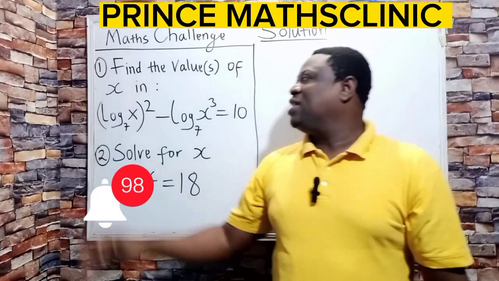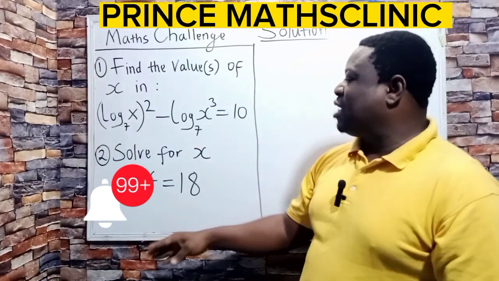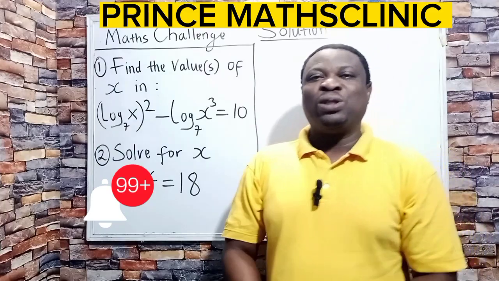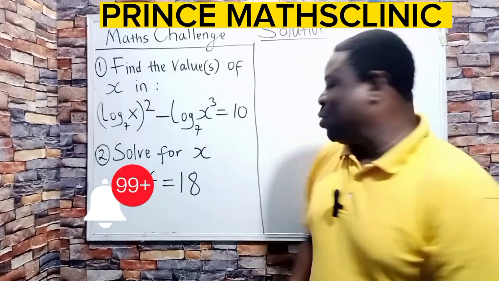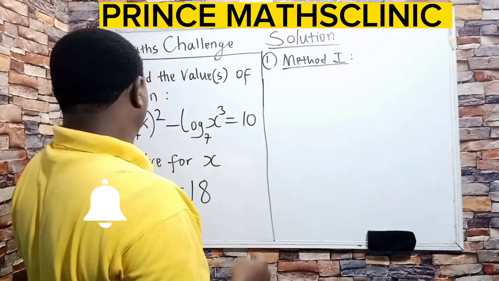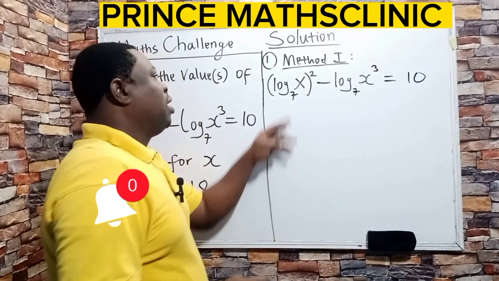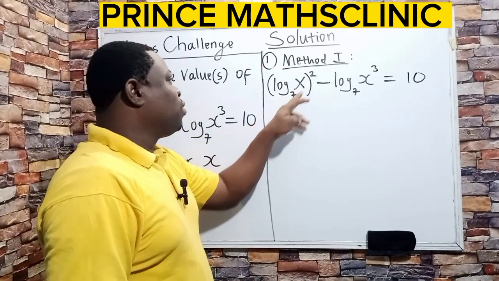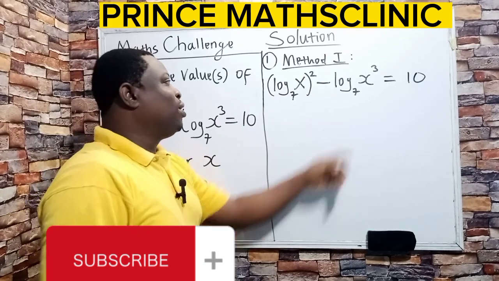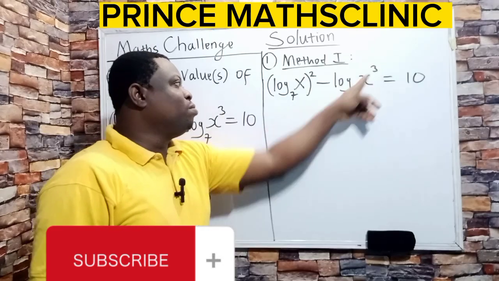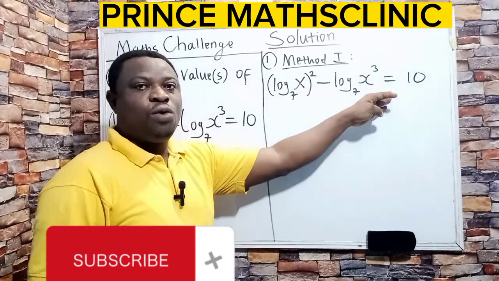Here we have a very beautiful maths challenge. We are asked to find x in the first and in the second equation. Let's go right into the solution. For the first question, we are given that (log x base 7) all squared, minus log x cubed base 7, equals 10.